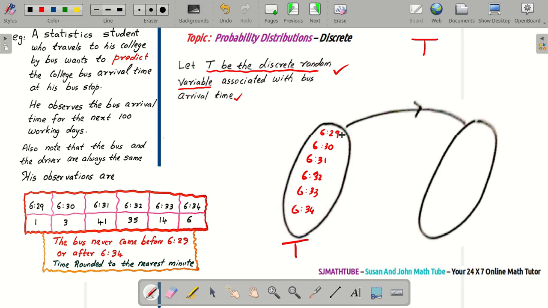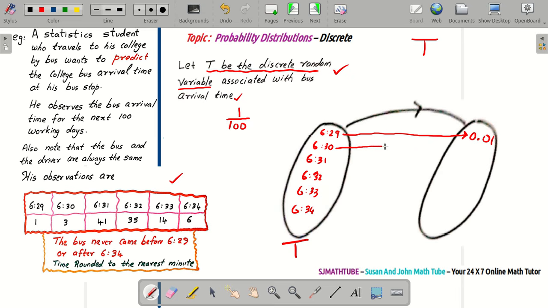So tell me, what is the probability the bus will come at 629? According to the data, can you guess? Yeah, 1 out of 100. He observed for 100 days, and only for one day it came at 629. So what's the probability? 0.01.